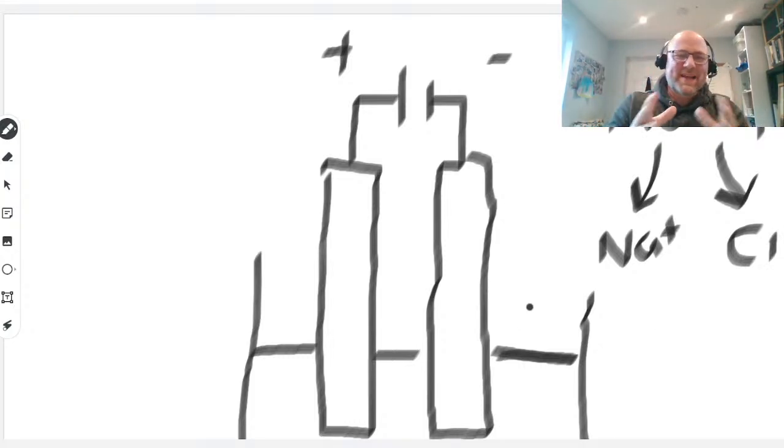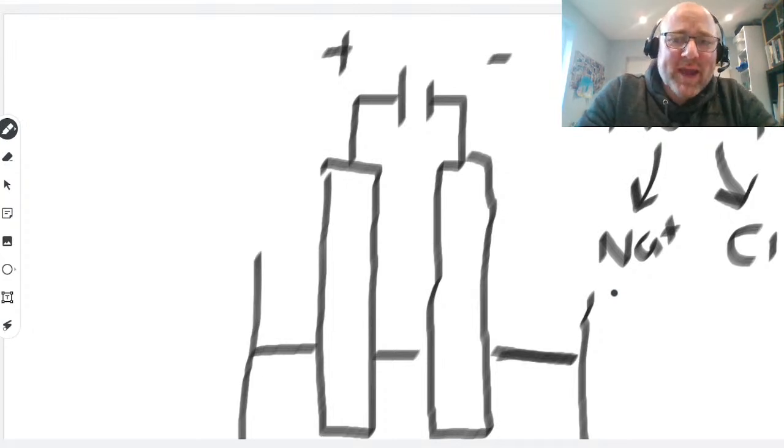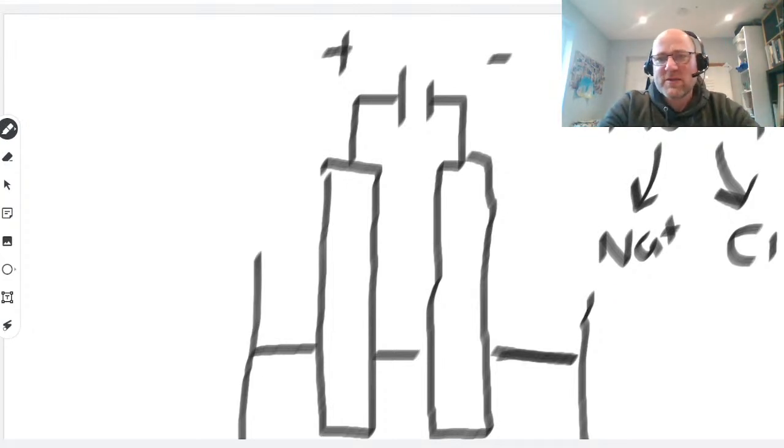Okay, so this is electrolysis of molten substances. Super easy. Which one of these ions, the sodium positive ion or the chlorine negative ion, which ion is going where? So why are they attracted to each of the electrodes?